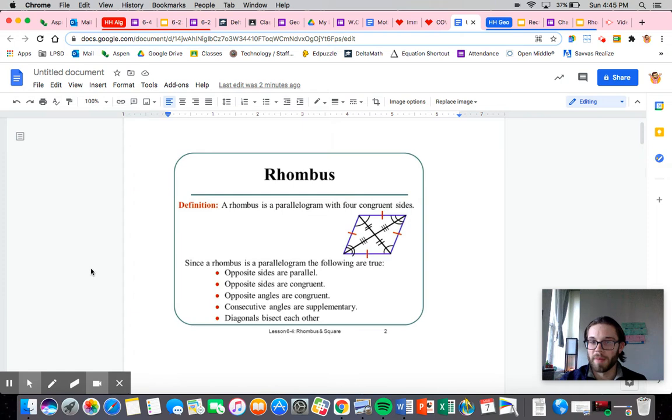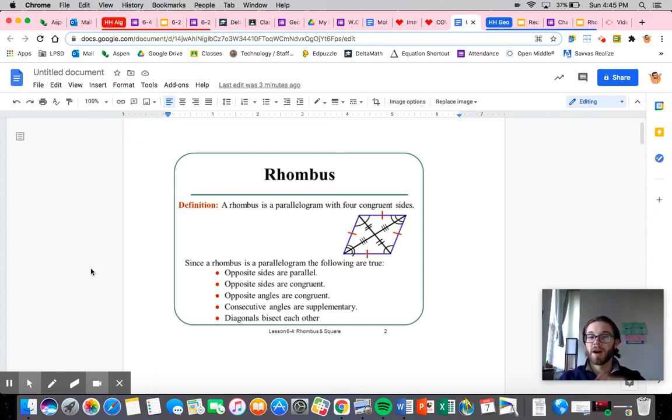So what is a rhombus? Well, a rhombus is just a parallelogram with four congruent sides. So it's kind of like the dual of the rectangle, right? The rectangle, we said, what if we had congruent angles? And now the rhombus, we're saying, what if we have congruent sides? So again, as it is a parallelogram, you get all the stuff from parallelograms for free.